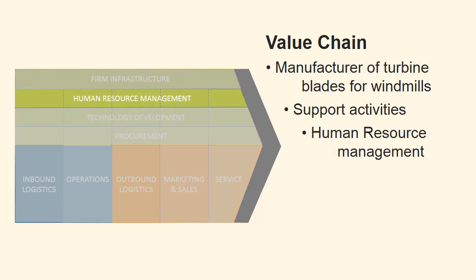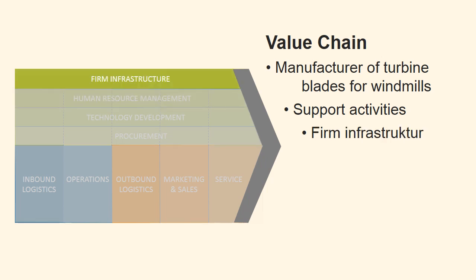Support activity human resources hopefully has a share in all other activities placed below them. An example would be the blades that are delivered offshore. Here they must make sure that the people have the right training in relation to the rules of working at sea. Support activity firm infrastructure is, as said before, an umbrella of all other activities. It supports these 8 activities.